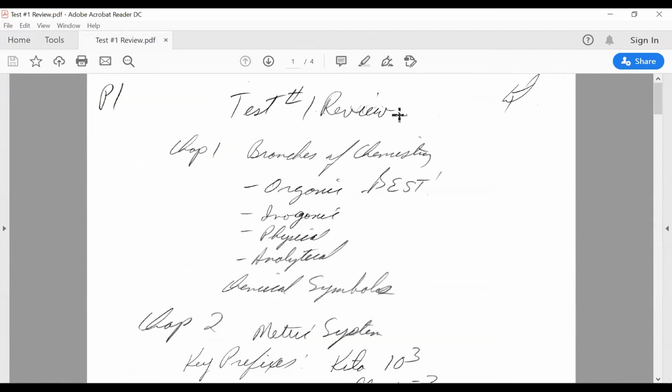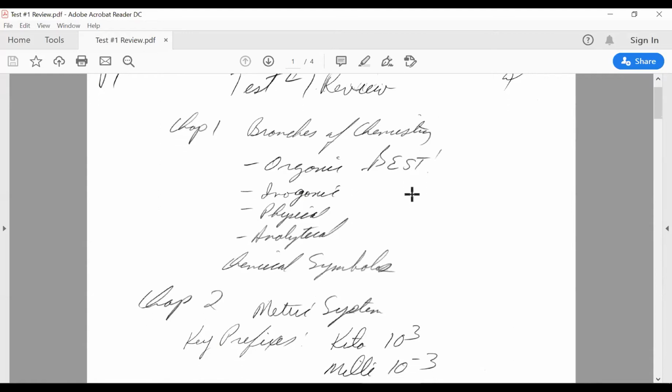All right, let's go through this. We started out the semester and I talked about the 4 branches of chemistry. The best one is organic and the others are inorganic, physical, and analytical. And remember on test 1, I asked you that question, name one of the branches. Organic is still the best, but I'm biased.